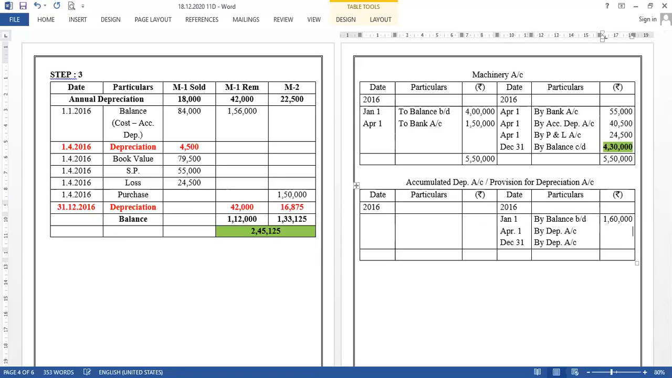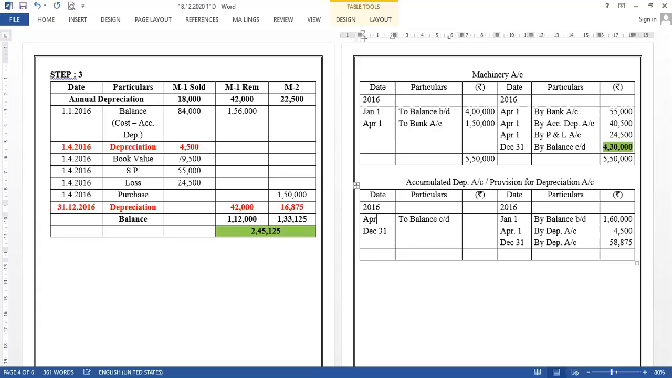Okay, yes. April 1 depreciation can be seen as 4500. December 31 depreciation is 42 plus 16. Okay, that is 58,875. Okay, yes. Now tell me what or which date I'm missing and which side. Yes, anyone? On the debit side, December 31 आएगा. Okay, we need to write this date to balance CD. ये भी आएगा.